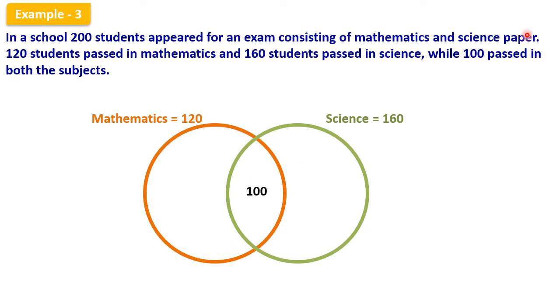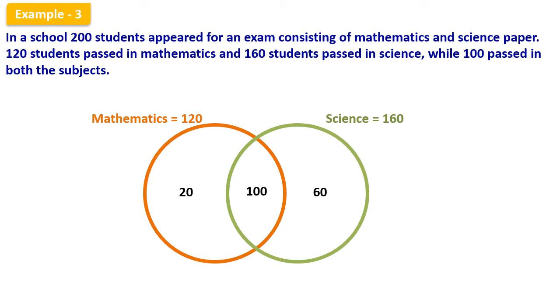So how many passed in only mathematics? Total of the circle is 120, out of which 100 have come here. So only passed in mathematics will be 20. Only passed in science will be 60. Now, if we take the total inside the Venn diagram, that is 20 plus 100 plus 60, the total comes out to be 180. Whereas what is the total number of students? 200 students as mentioned in the question.